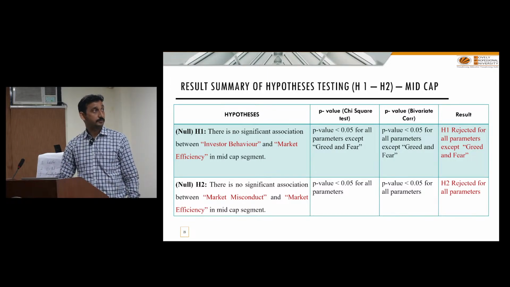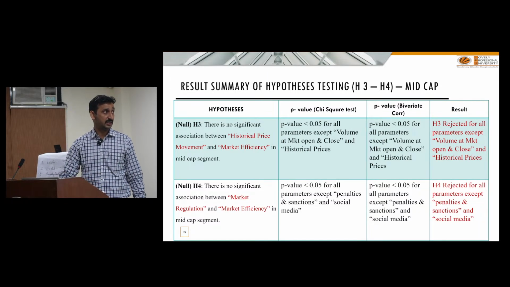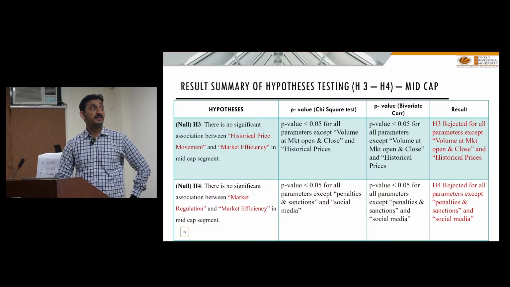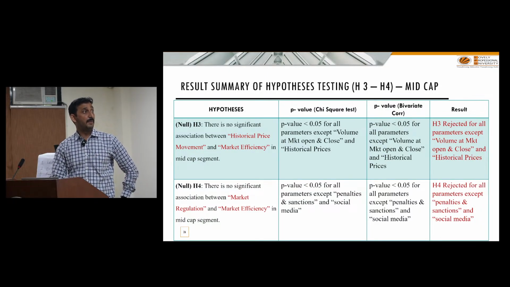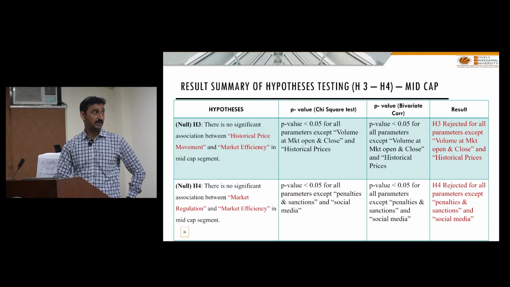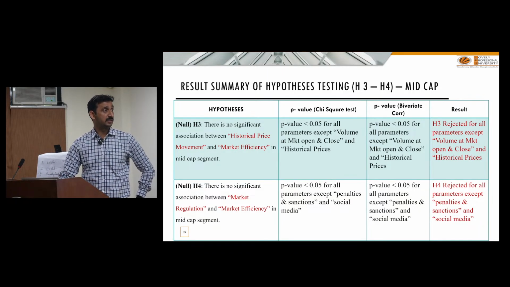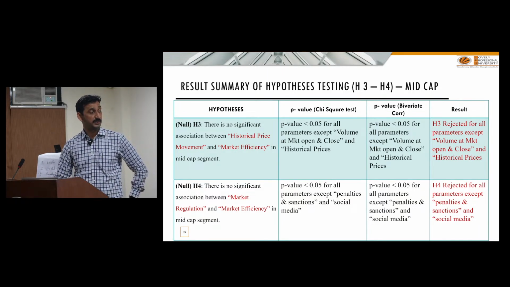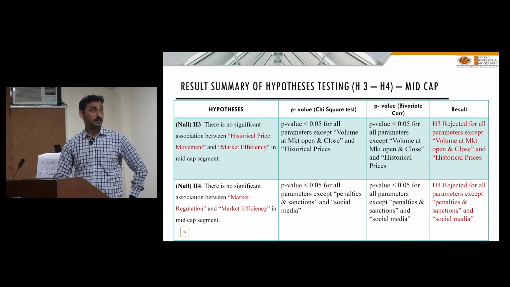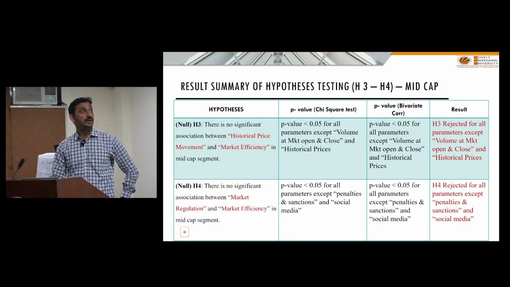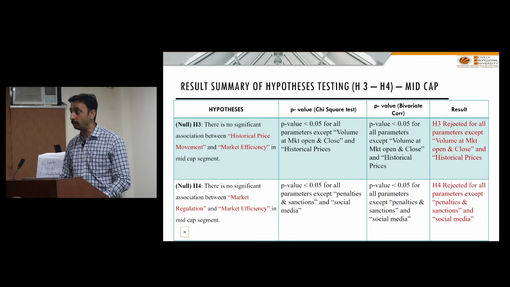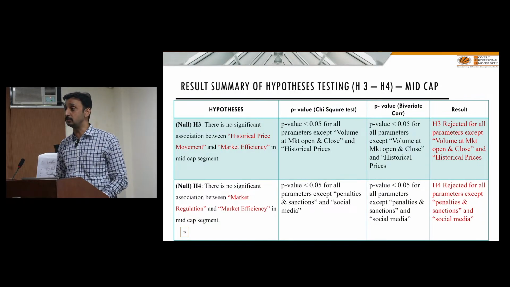Then for hypotheses 3 and 4, again the p-value is less than 0.5. So again we accept market open and close and historical price. And for H4, we accept penalty and sanction and social media. So we can say that I am rejecting my null hypotheses 3 and 4, and accepting my alternate hypothesis, which is that there is a significant association between historical price and market efficiency, and again between market regulation and market efficiency.